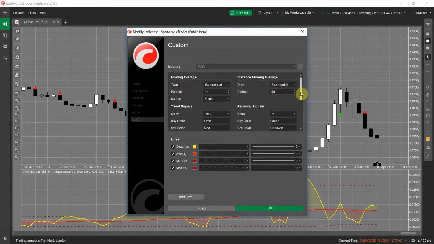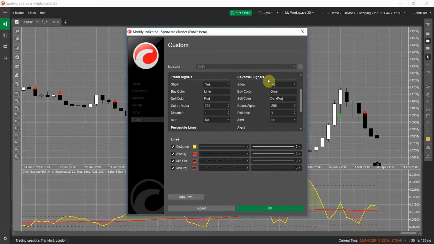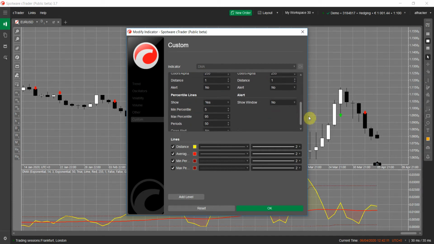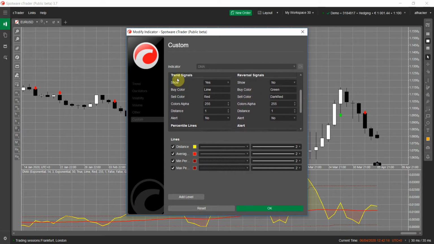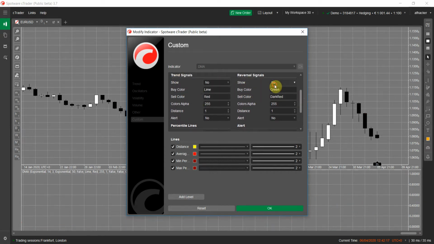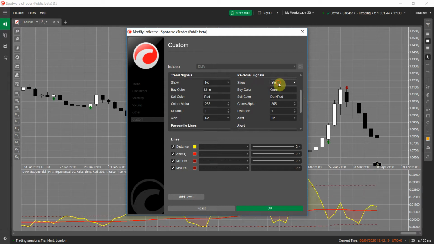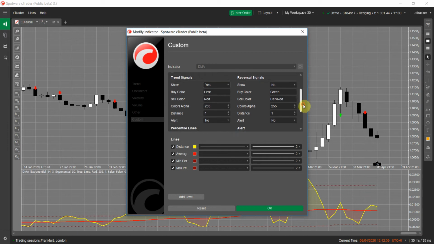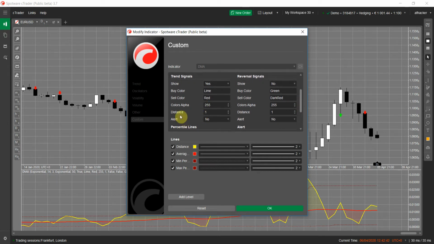By default the value is 50, and if you come down we have trend signal, reversal signal, and percentile lines. In trend signal you can enable or disable each one, enable both, or disable both. The signals are not that accurate if you trade solely based on these signals, but they are a very good indication of where the price is and where it might go if you use them with confirmation from other technical indicators or any other alternative data. By default, the trend signals are enabled.